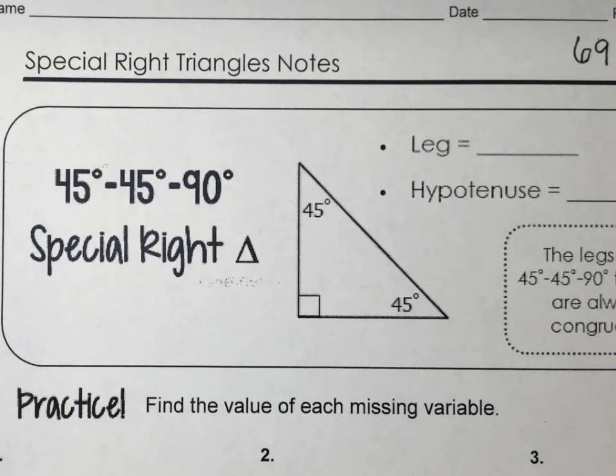So it says special right triangles notes. Two types of special right triangles: the 45, 45, 90 triangle. And then on the back we have the 30, 60, 90. We're going to talk about the 45, 45, 90 first.